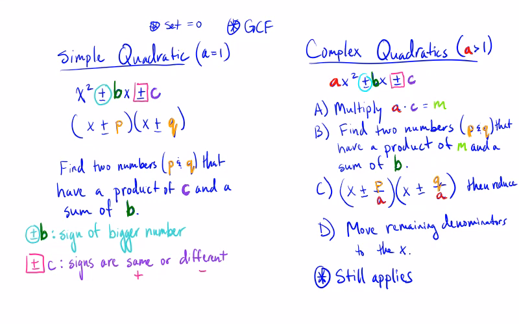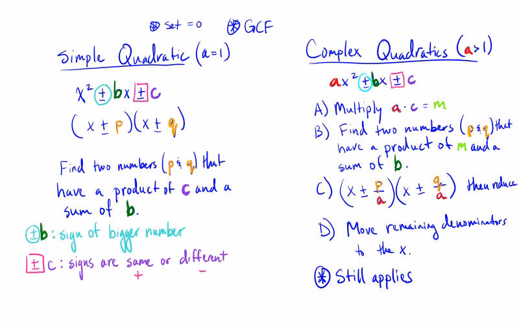And so when it's a complex quadratic, then instead of just going straight for a product of C and a sum of B, you have to actually multiply A times C together, because when you FOIL, you end up having to mix those terms together. So we're going to multiply A times C, and we're going to get what we'll call M, okay? And you can call it whatever you want. I'm just making up letters here. But then we do the similar thing with M that we did with C before. We want to find two numbers that have a product of M and a sum of B. So we still use B for the sum, but we use M for the product instead of C.